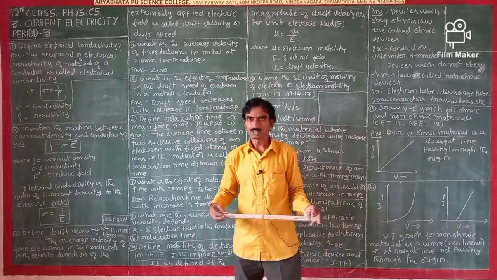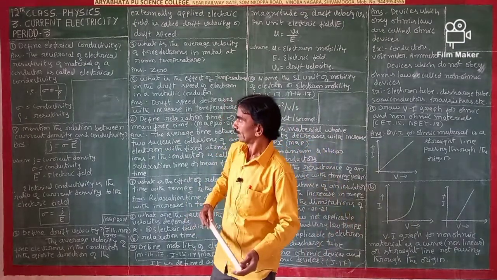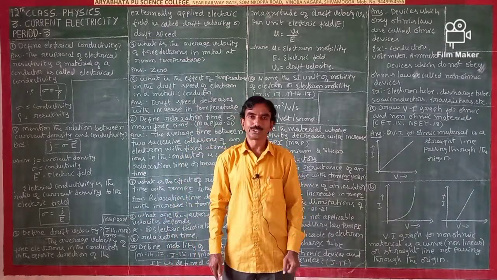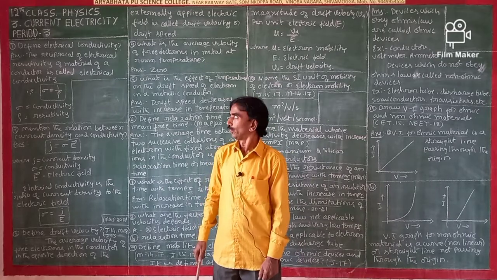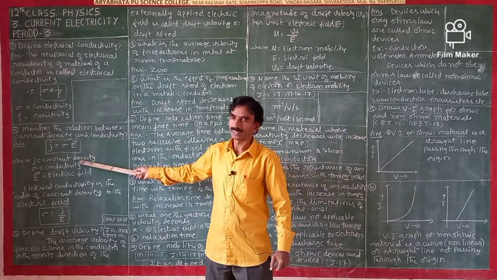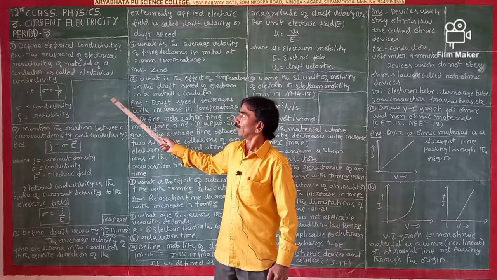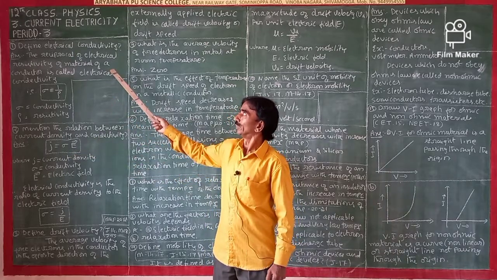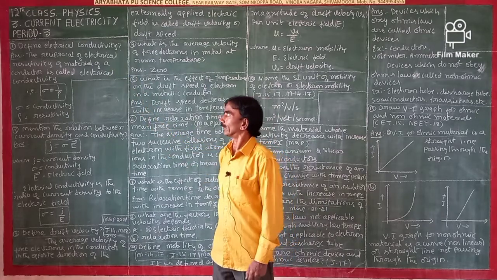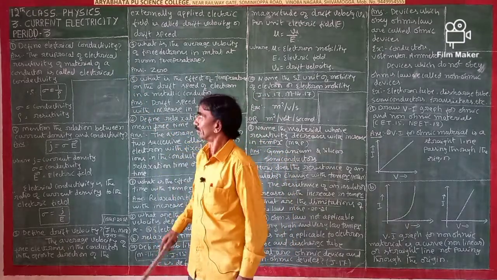In the previous class, we have studied about current density. What is current density? That we have studied. Now we are going to study electrical conductivity and the relation between the current density and the conductivity of the material. This is the third chapter of current electricity.